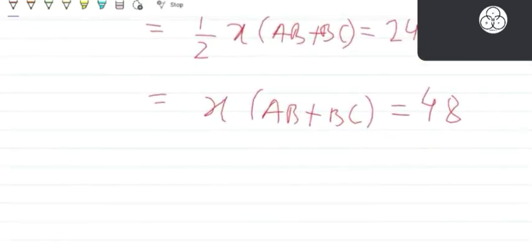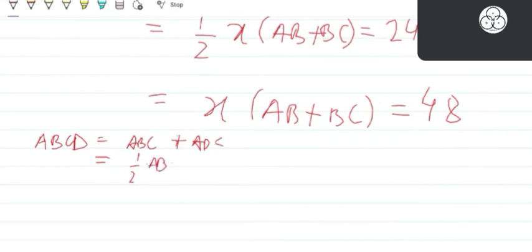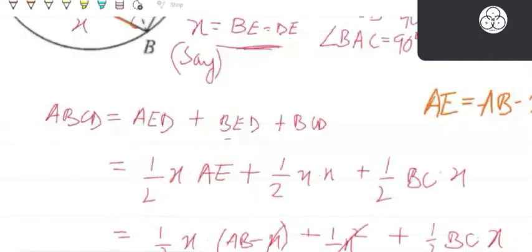So again we are writing area of ABCD. This will be half of, I need to write it elaborately, ABC plus ADC. And we've seen this will be half of AB into AC plus r square. Now let's try to find out the relationship between AB, AC and r.